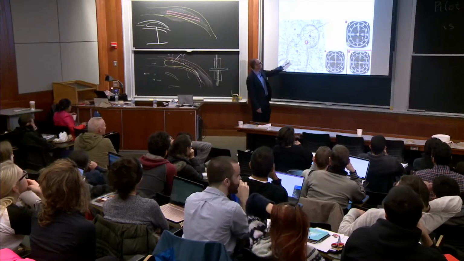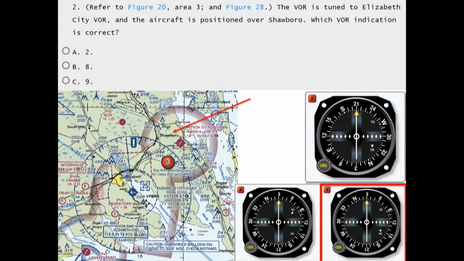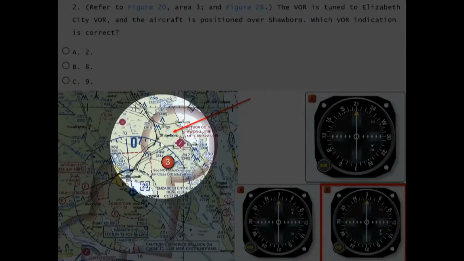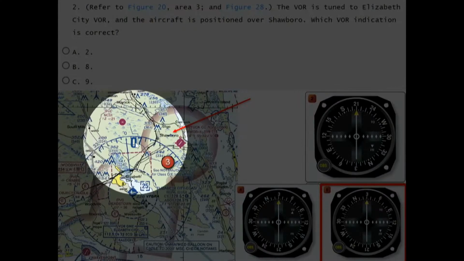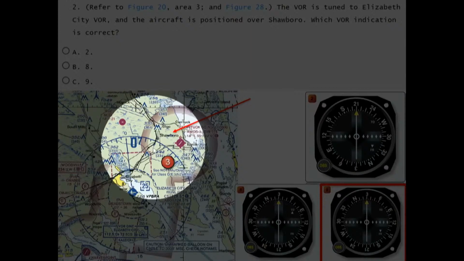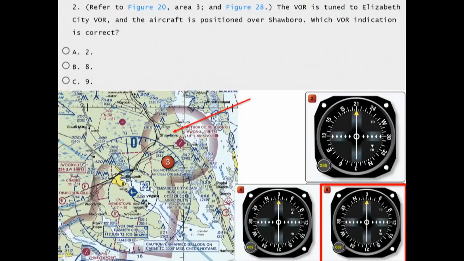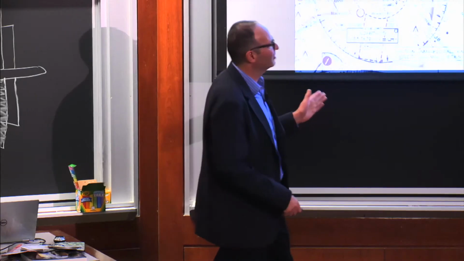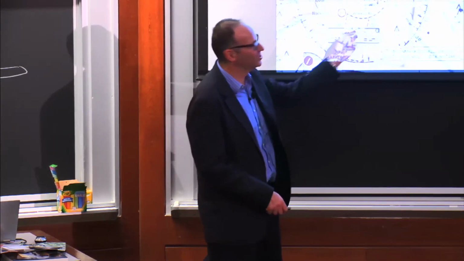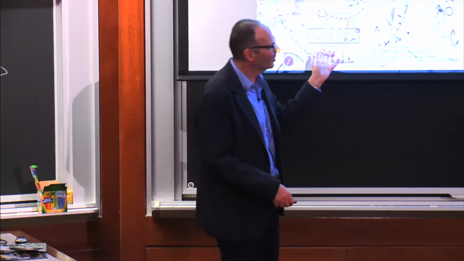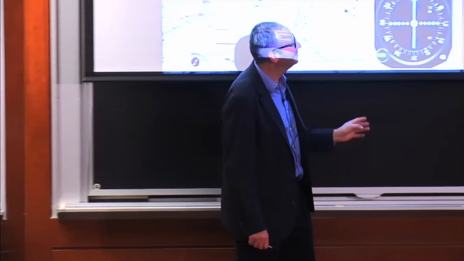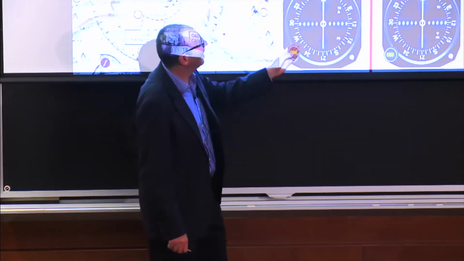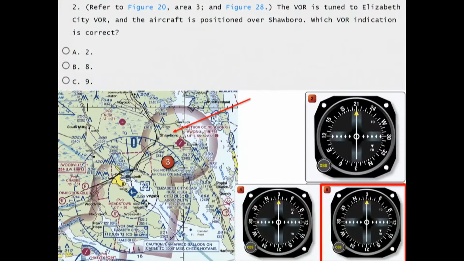Okay, so basically, we're right on the radial. So Shawborough, you can see here at the end of the arrow, I don't know what that says, actually. 10, 20, 30, yeah, it's right there at the 30. So it's definitely on the 030 radial, which is also the 210 radial, the reciprocal. This is not a totally trivial question. But if we were to fly 210, we would be going to.